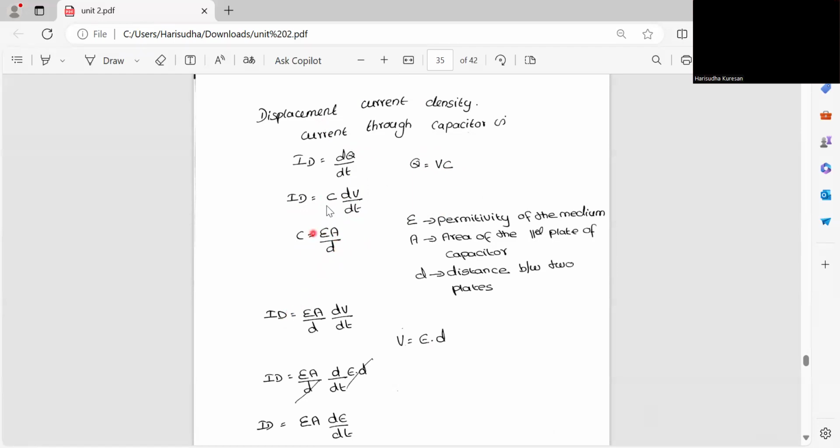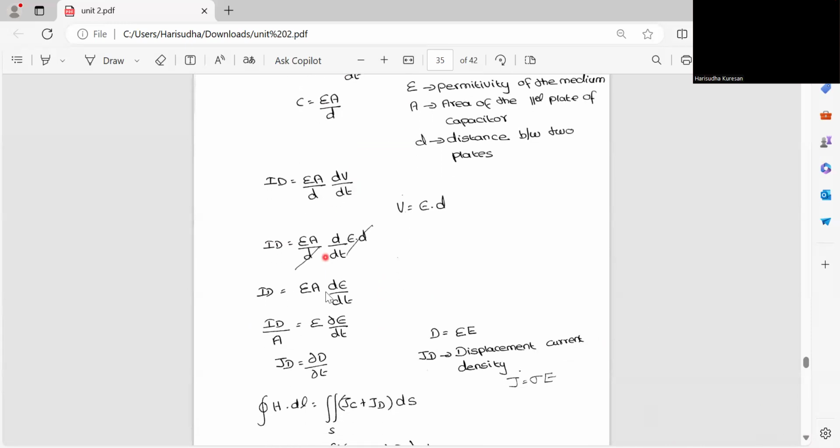Therefore, I can write I is equal to C dV by dt. In the place of C, I'm going to replace this. Therefore, the displacement current I is equal to epsilon A divided by D into dV by dt. We know that V is equal to E into D. So I'll replace V with E into D. Therefore, ID is equal to epsilon A by D, d of E D divided by dt. This is differentiation with respect to E, so this D can be cancelled. Therefore, the displacement current will be equal to epsilon A dE by dt.